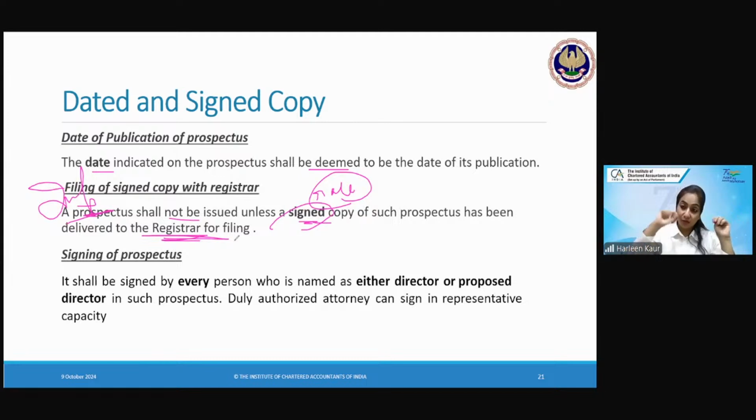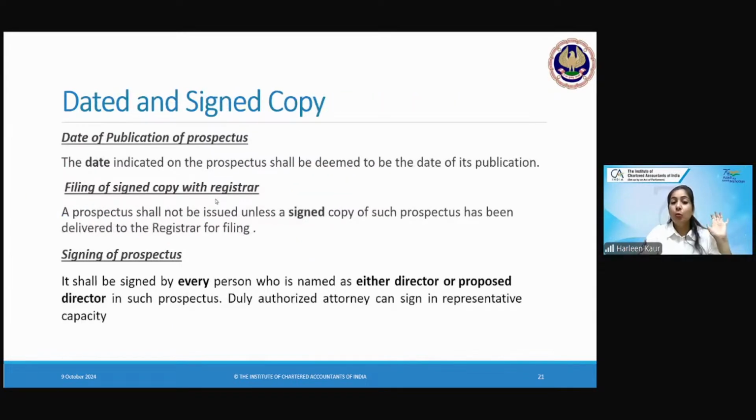So first you will sign the ROC copy, date it. You will give the prospectus copy to the ROC. Then only it will go for the issue to the public. It shall be signed by every director or proposed director. Duly authorized attorney can sign in representative capacity, means attorney can also sign on the basis of representation capacity on behalf of the directors. We have already done these points, but the summary was there to explain. So what is the important point over here? Filing of the document with the ROC. Before issuing the prospectus, signed copy has to be filed with the ROC.